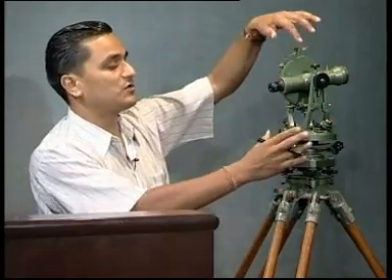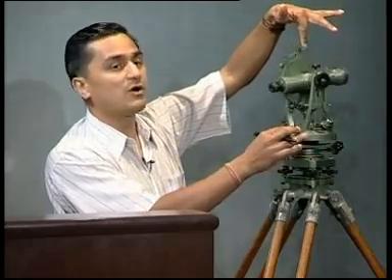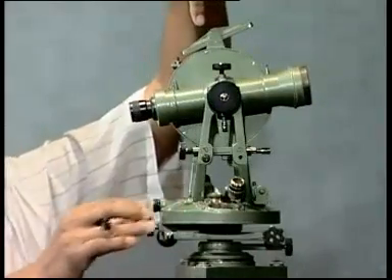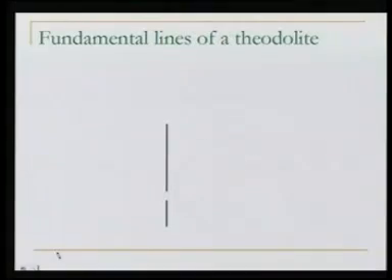When you are talking about the fundamental lines of the theodolite, you have to follow the instructions or what I am showing you here very clearly, because that will make you understand what these lines are. We start with the vertical axis. If I rotate this theodolite, it is rotating about an axis which is the vertical axis of the theodolite. So we can show this as a line here.